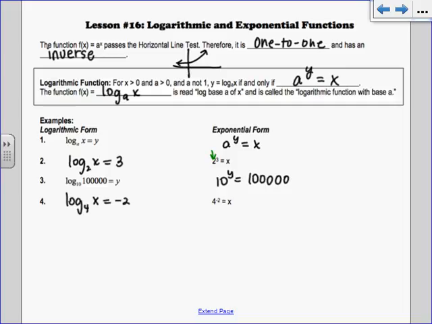So do you guys all remember that at least? You know how to switch forms. Oh, we're going to be so good then. If you remember that, we're golden. That's the main thing.